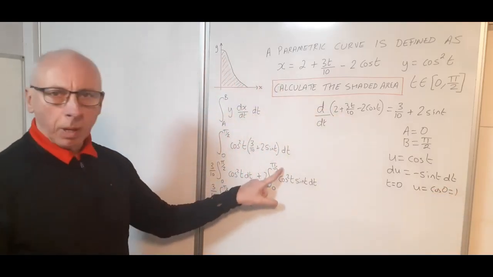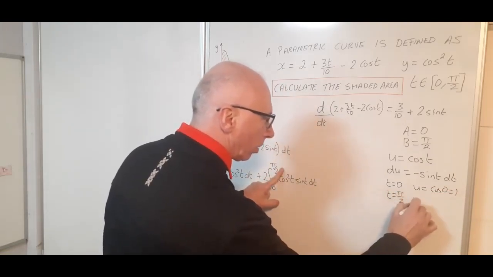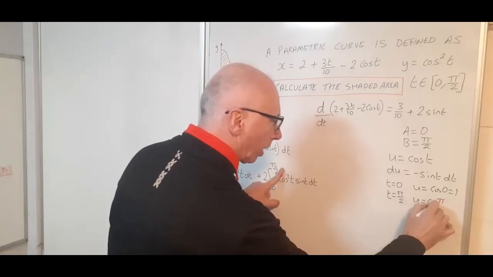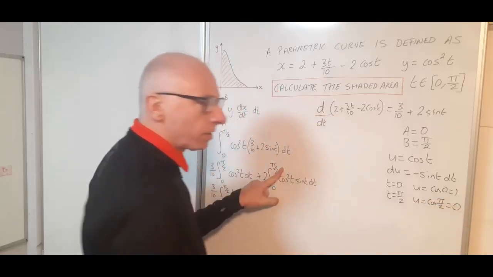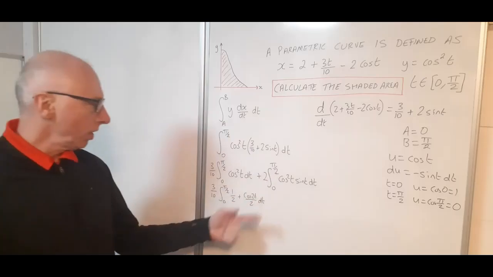And then at t equals pi over 2, u equals cosine pi over 2, which is then 0. So that would take care of that. So let's put all those building blocks into there.